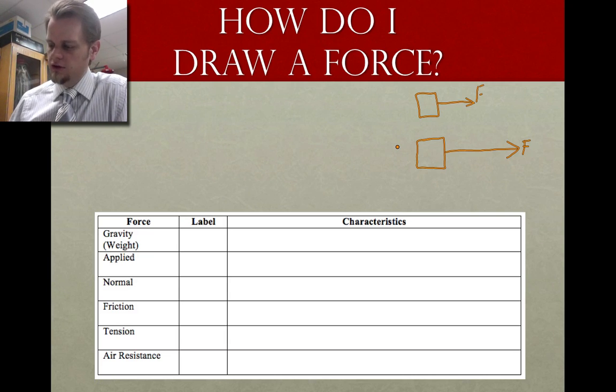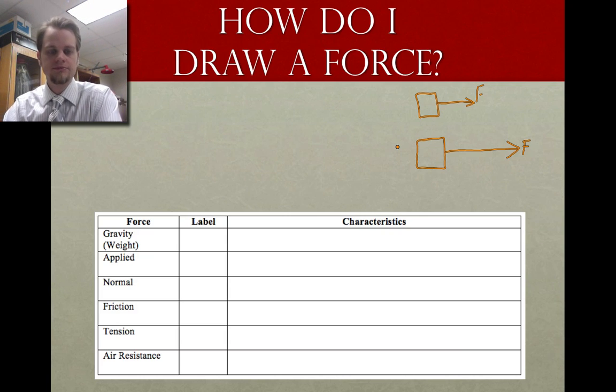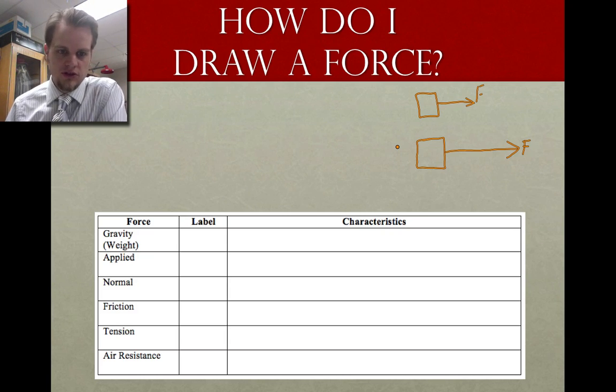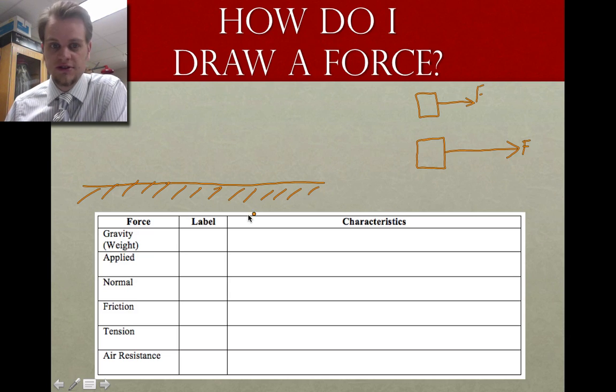Okay, so let's talk about what kinds of forces there are. We're going to talk about 6 different kinds of forces: gravity, applied, normal, friction, tension, and air resistance. Okay, now, force of gravity. Let's set this up. We have a little situation here. Let's say we have the ground. If you're drawing the ground in a force diagram, you draw just a line with a whole bunch of lines underneath. That shows that it's a solid surface.